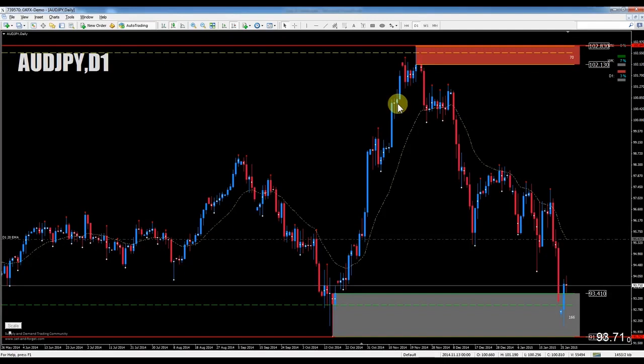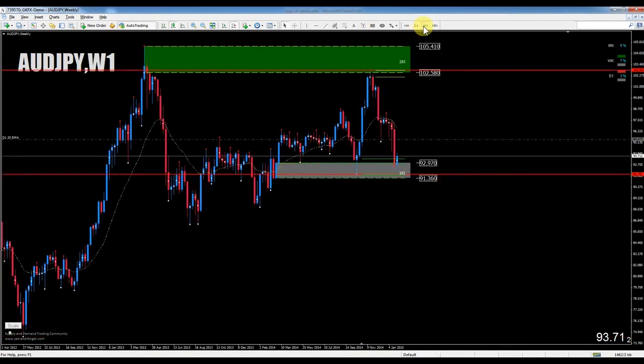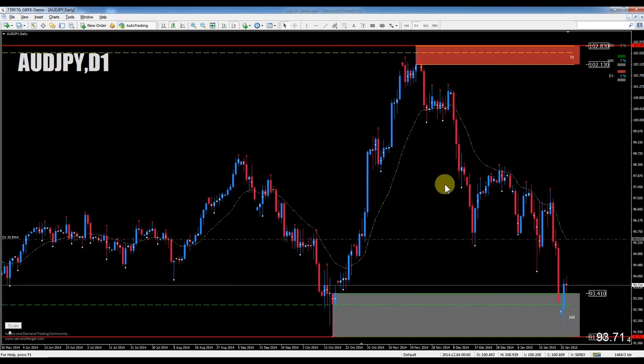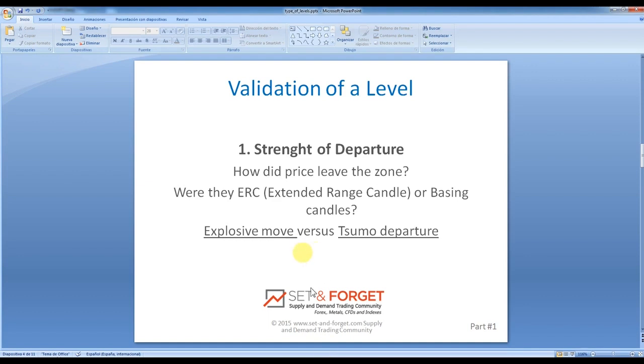So we have to detect that. We also have basing candles that are ERC. Those are not typical, but they happen as well. Like, let's say, I don't see any over here, but we'll probably locate some on the weekly. Well, we'll see to them later, maybe. So as we were saying, the strength of departure.